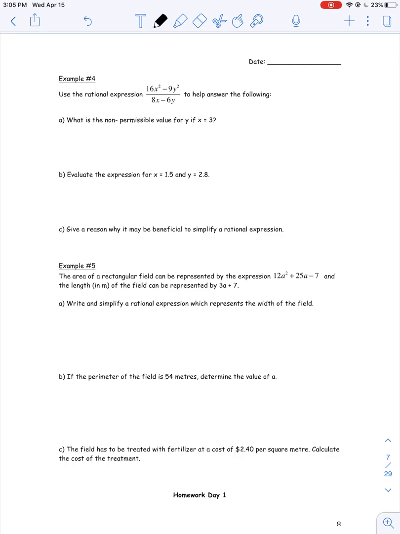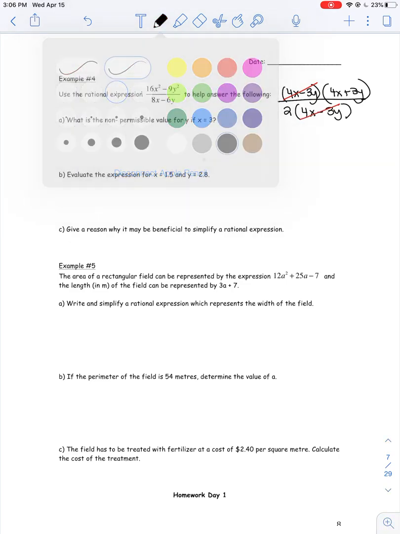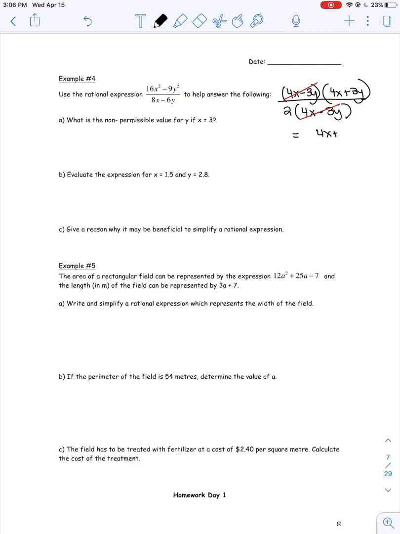And now over here we're going to factor. That's what we're trying to practice. So factoring would look like this. This is a difference of squares at the top, leaving you with 4x minus 3y and 4x plus 3y. At the bottom, I can take out the common value of 2, leaving me with 4x minus 3y. The reason I do that is because these can cross each other off. This crosses itself off with that factor, which is much easier now to work with because now you have 4x plus 3y over 2. That's our simplified expression.